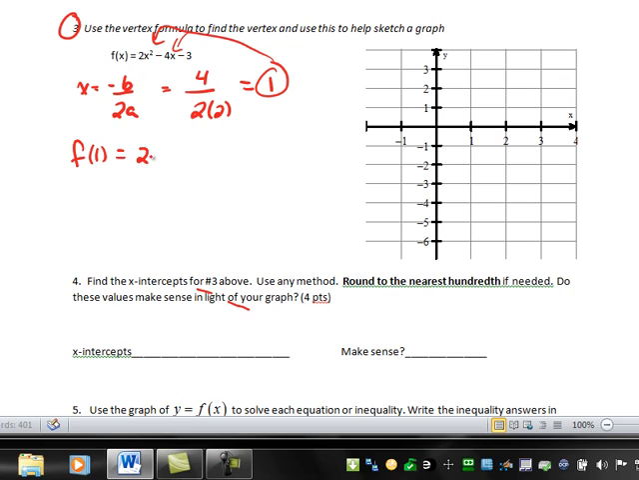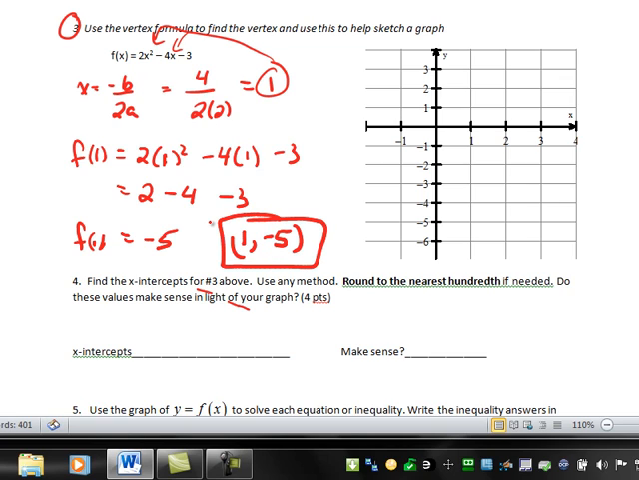So we have 2 times 1 squared minus 4 times 1 minus 3. You would not need to show this work at all. I know you can do this in your head. So 1 squared is 1, 2 times 1 is 2, minus 4, minus 3. So 2 minus 4 is a negative 2, minus 3 is a negative 5. So f of 1 is negative 5. So there's your vertex, 1 comma negative 5.